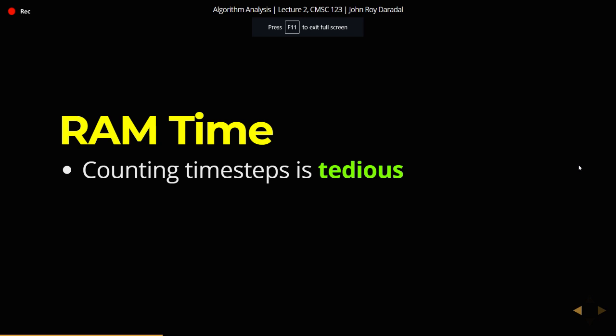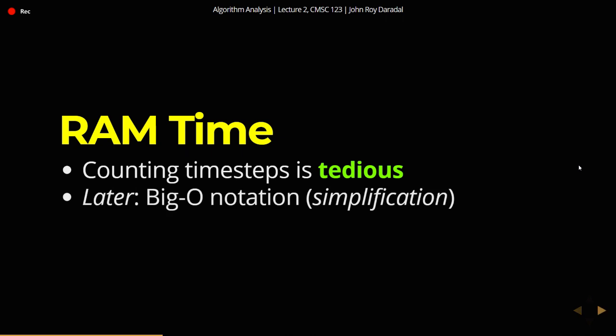Okay, but even counting time steps is a little tedious, right? So later on, we will have a further simplification using the big O notation. So that will be for later.